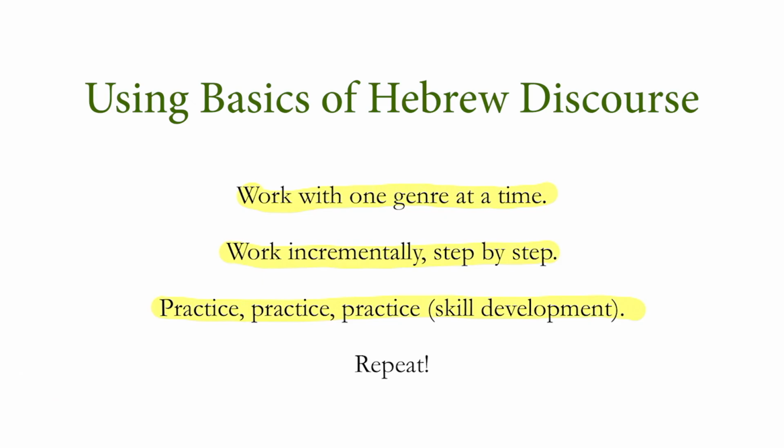And then finally, repeat this process as often as you can. Work with one genre at a time, then work incrementally within that genre, one step at a time, and then practice, practice, and practice, because it is skill development, and keep repeating this process. By doing this, you'll train yourself to mine the riches of God's Word, not just to know what the vocabulary means or what a construct chain is, but actually how are texts and clauses related together to create meaning. And by understanding more fully the Word of God, you'll be a better translator and interpreter of that Word.